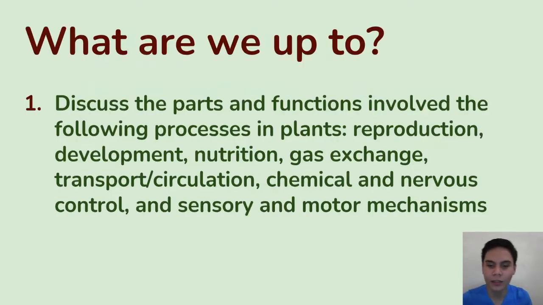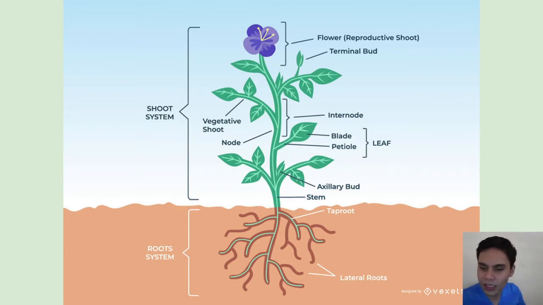Let's do this, right? So these are the basic plant organs. This is the anatomy of a plant. We have two things that we call the root and the shoot system. The shoot system is basically anything above ground, and the root system is anything below ground.